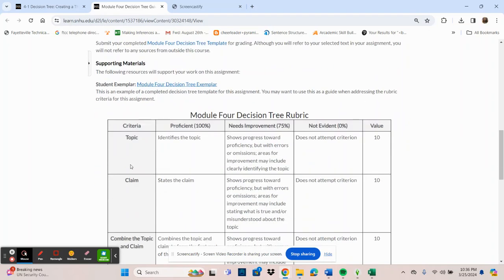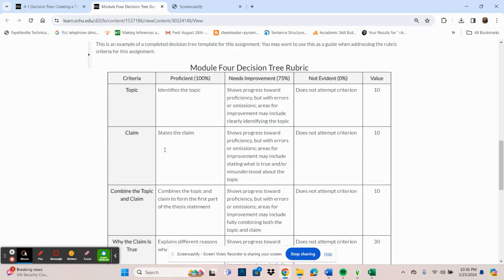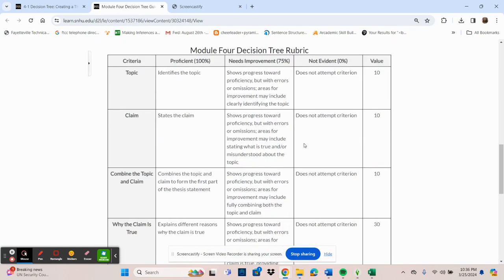Also, it sort of gives you an idea of the style that the grader is looking for, the grader being me. This is also your rubric. So remember to look at your rubrics because this will tell you how you will be graded and how to earn proficient, which is 100% in each area. So, like here, it says for the first portion, topic, if you identify the topic correctly, you get proficient, which is 100% here. That's 10 points. For stating the claim, you get 10 points.